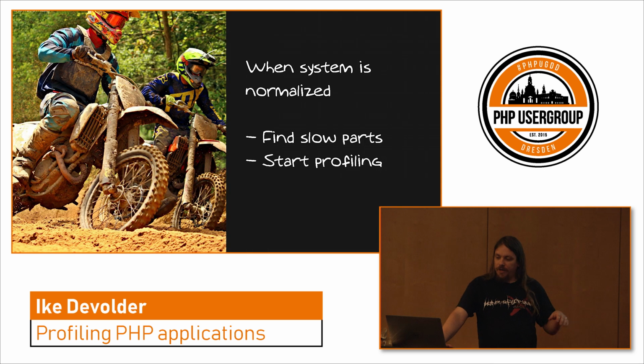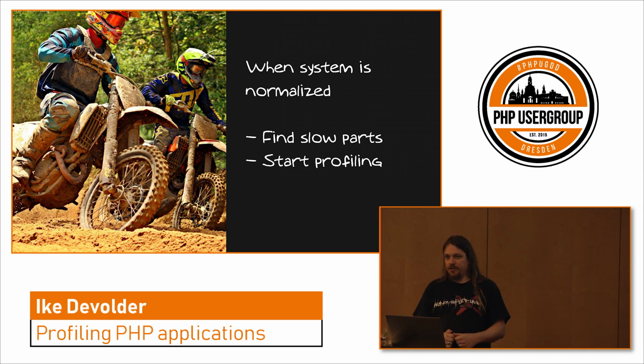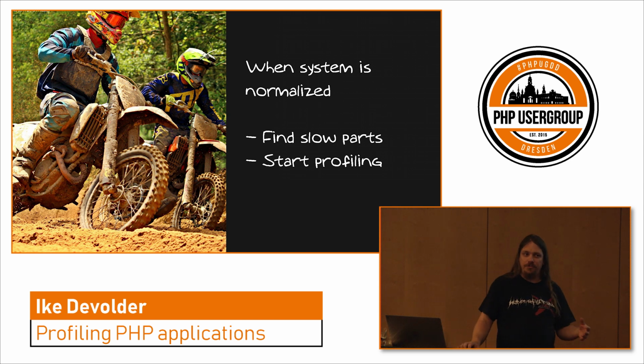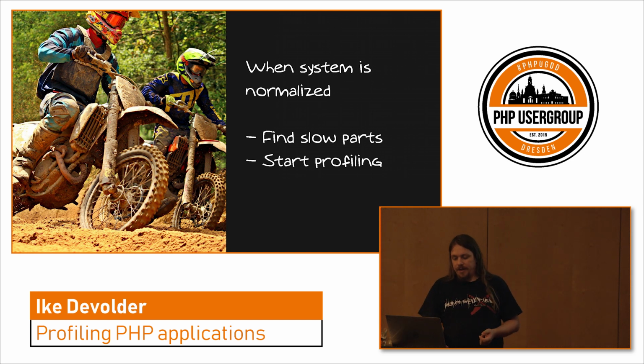And then when you get your system normalized, then you can try to find the slow parts. Because if your system is under stress, profiling information you will receive from an APM like New Relic will be wrong. It will not give you an accurate result where the problem is. So once you have your system normalized, then you should start profiling.